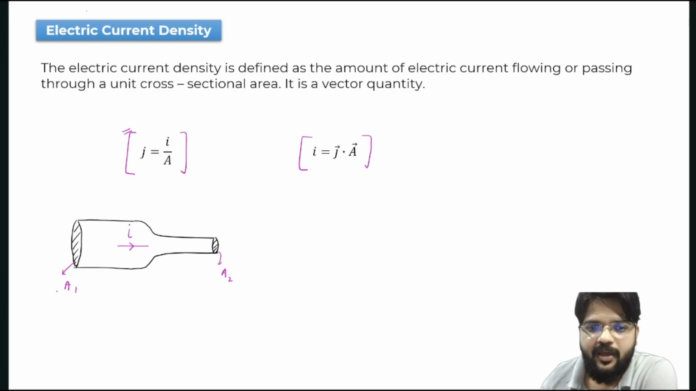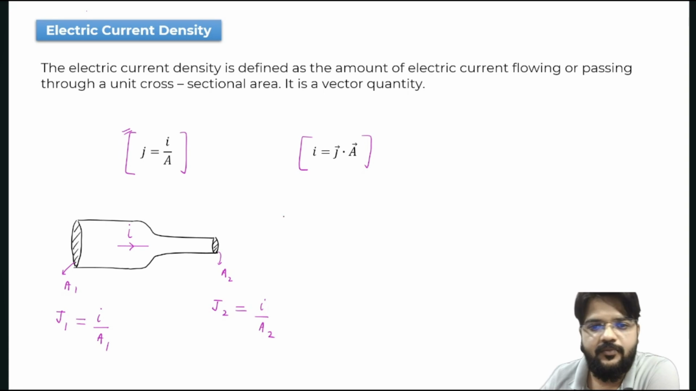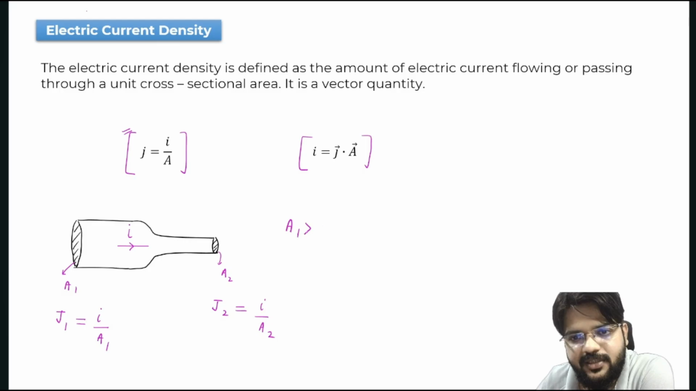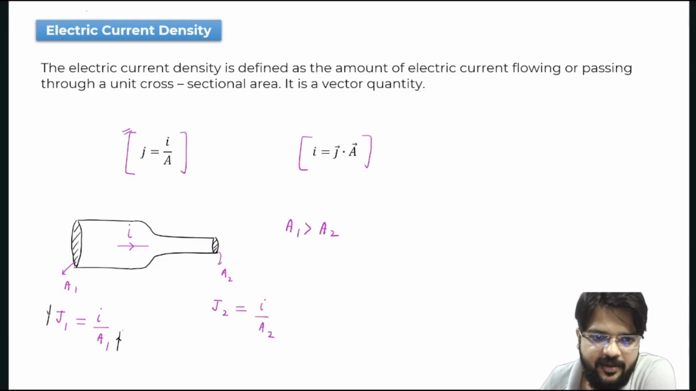If I write the current density at section 1, what is it? It is J1 equal to I by A1. And if I write the current density at section 2, it can be written as J2 equal to I by A2. This thing we know and it is clearly visible, A1 is greater than A2. If A1 is greater, definitely J1 should be less. And here A2 is less, so J2 should be greater.